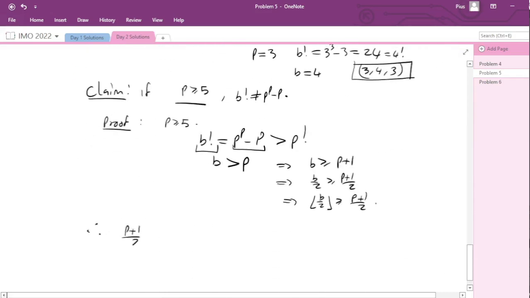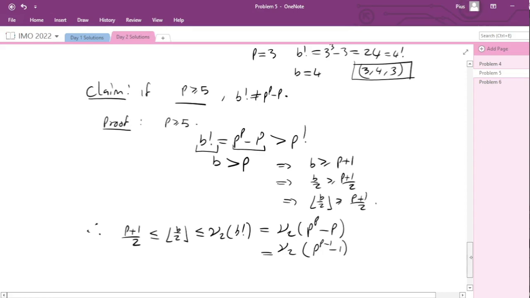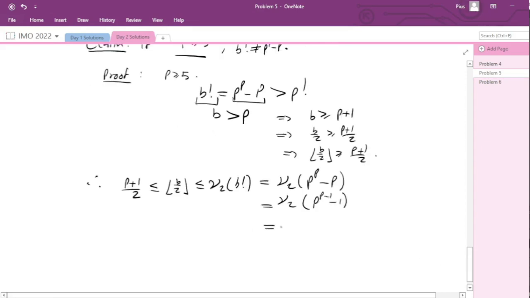So in conclusion, we'll have this chain of inequalities. So this is less than the power of 2 in B factorial, and we're assuming B factorial is P raised to power P minus P. And we can factor out P and see that P is odd, so it will not affect the power of 2 in what's remaining, which is this. So now we can use the final piece we proved, which is that this will be 2 times this plus 1 plus 1. Okay, so this is what we have.